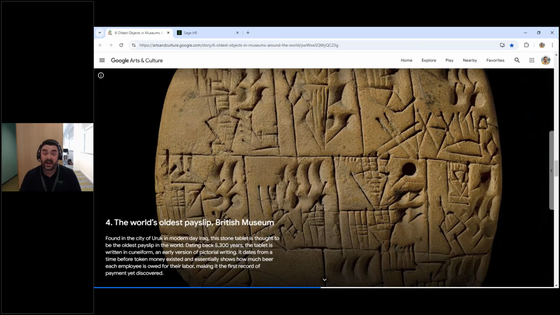And apparently back in those days, 5,000 years ago, people were actually paid in beer, which sounds very appealing to myself. And there are some images on that world's oldest payslip that depict beer. Apparently there are 3 of them. I struggled to spot them myself, but this is the first record of payment yet discovered. So this sort of thing has been going on a while.